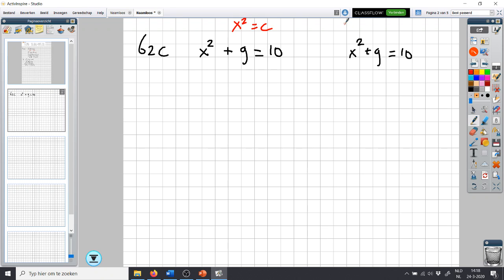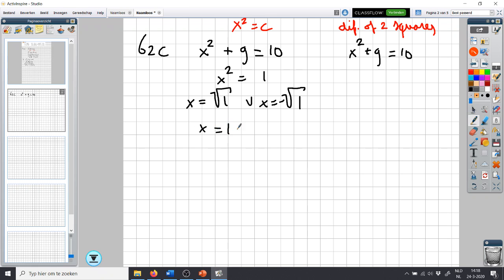or the difference of two squares. If I use the x squared is c, I want x squared is a number, so I write this as x squared equals 1, minus 9 here, minus 9 there. And then we say, well, c is positive, so I find two answers. x is the square root of 1, or x is minus the square root of 1, with the minus outside of the square root, which gives me x is 1, or x is minus 1.